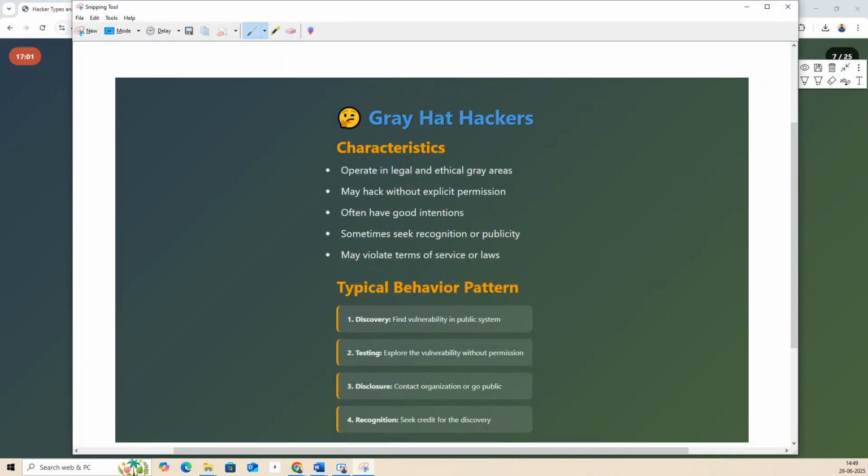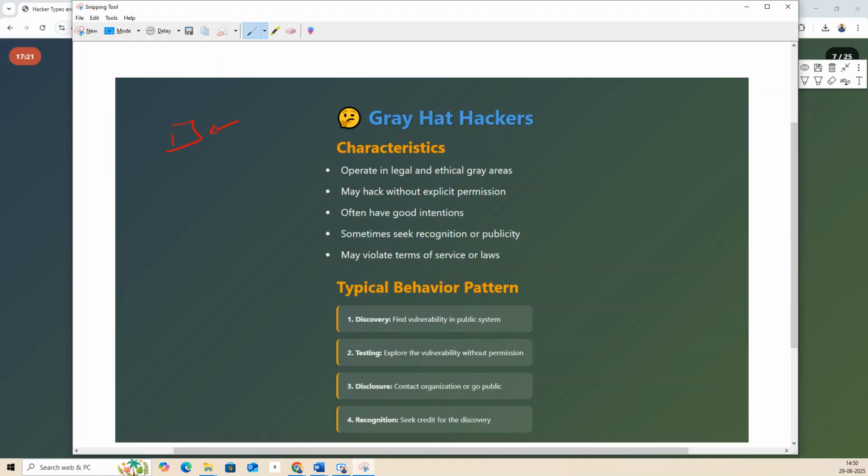Now, gray hat hackers are the most complicated category to understand because they operate in the ethical and legal gray areas of cybersecurity. Here's what makes them different. They hack systems without explicit permission. They don't ask permission before hacking, but they often have good intentions.